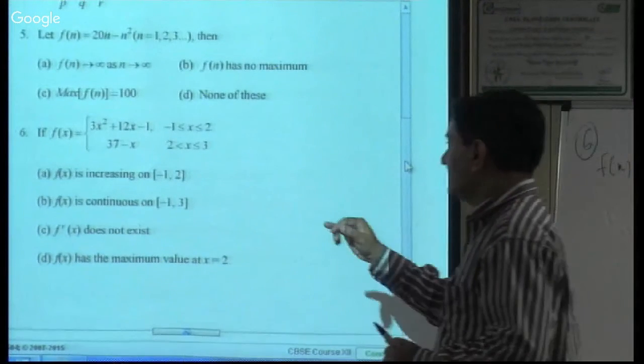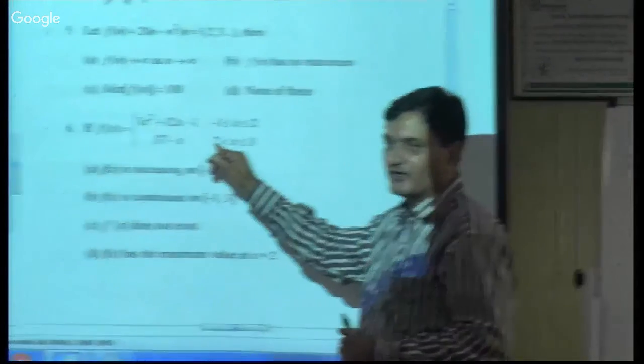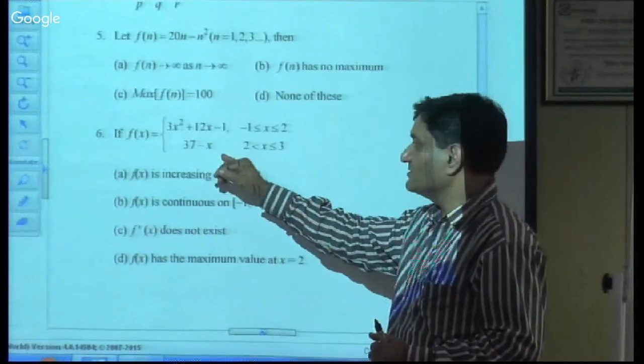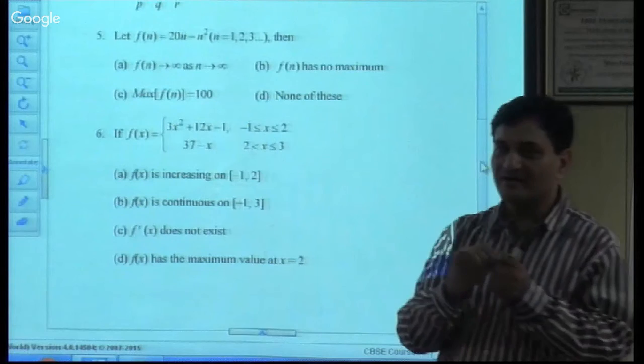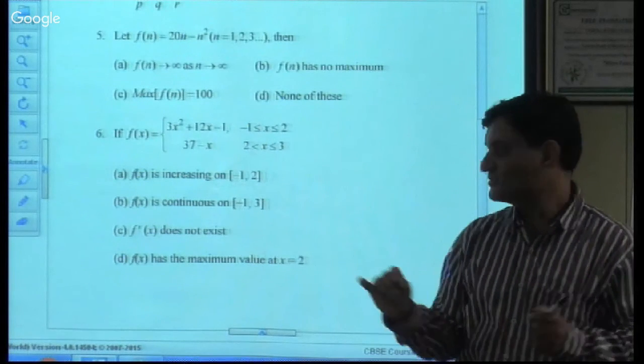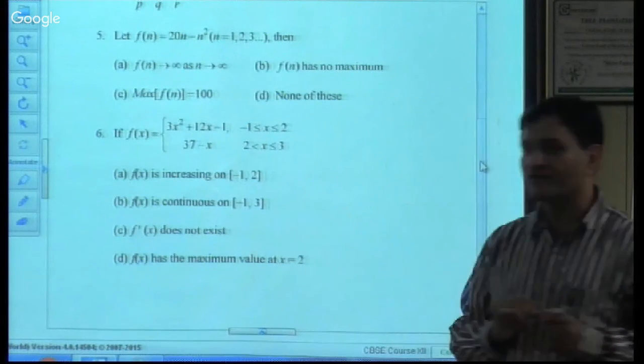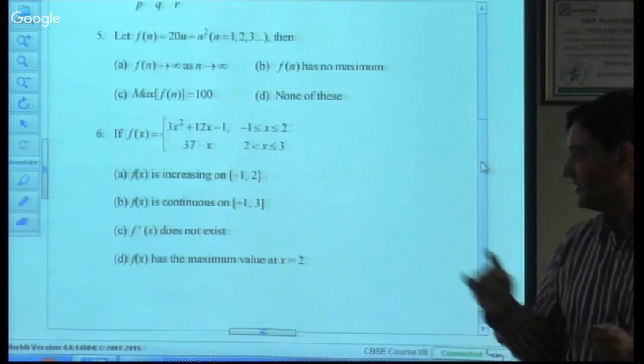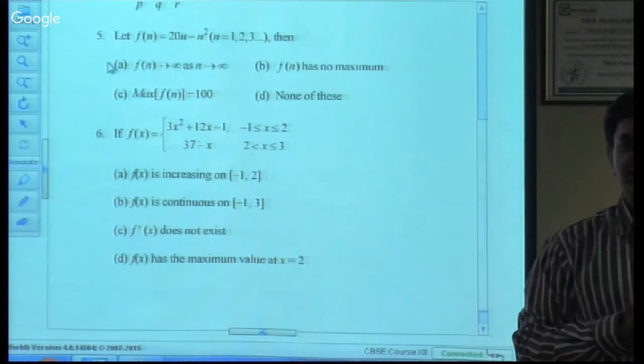See, it is open. You cannot take 2. But because the values are the same, it will become a continuous curve. So the second one is also correct. Fx is continuous on minus 1, 3. Now similarly you find out the other cases also.